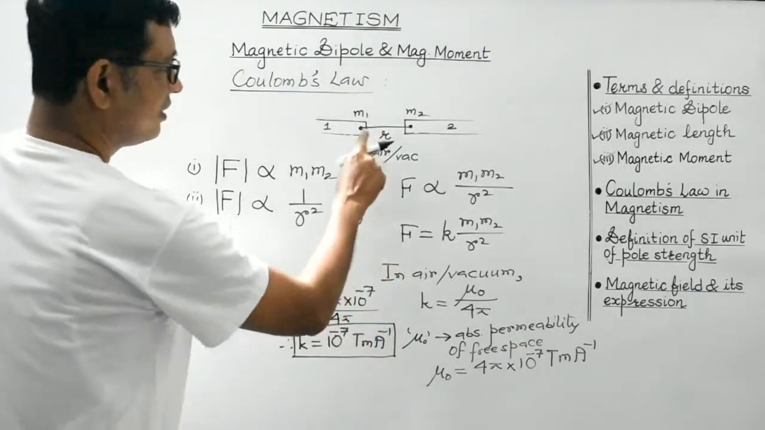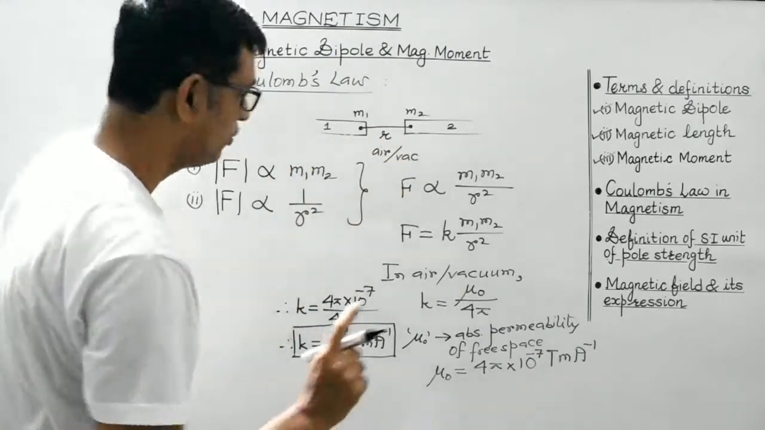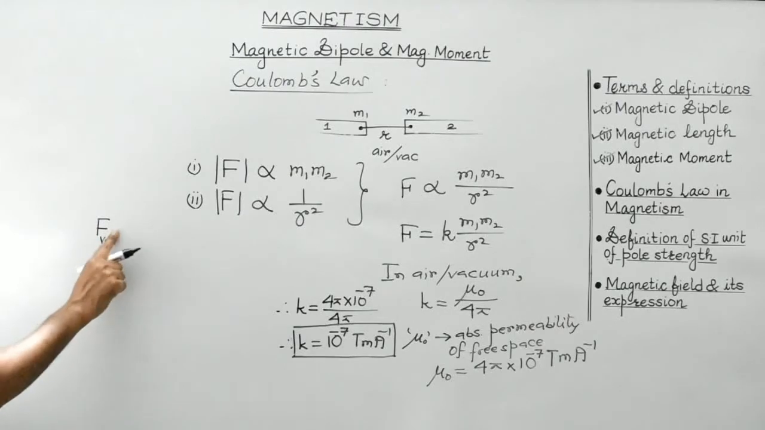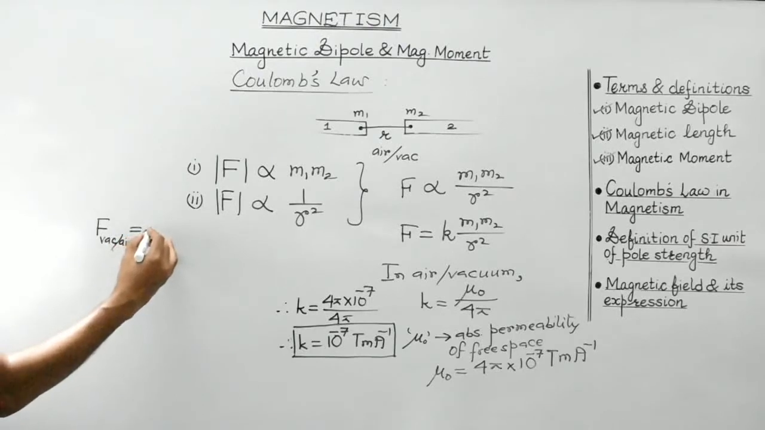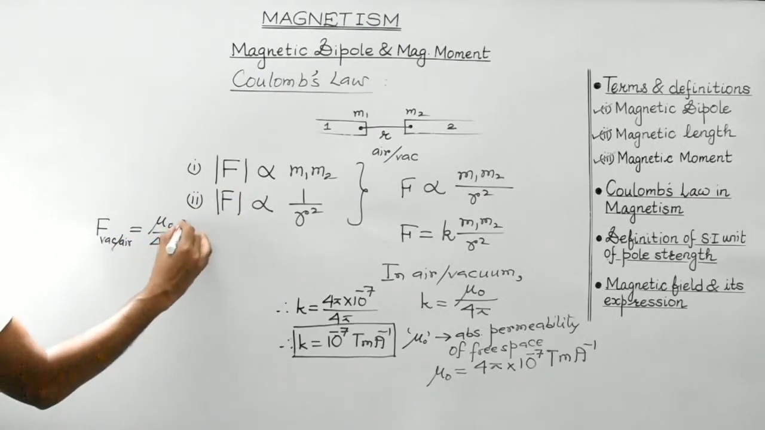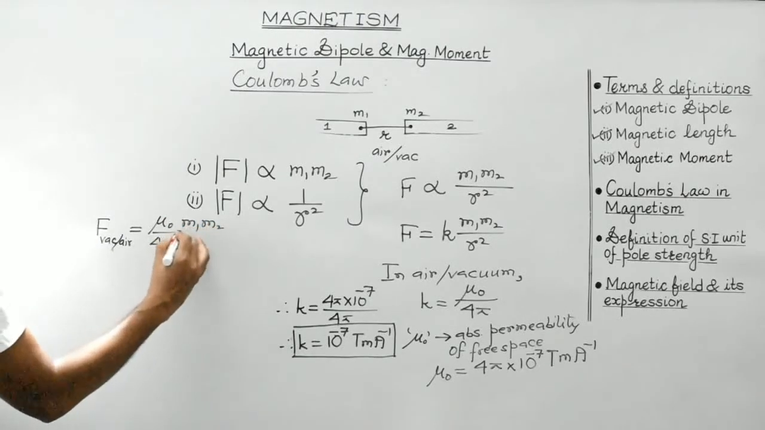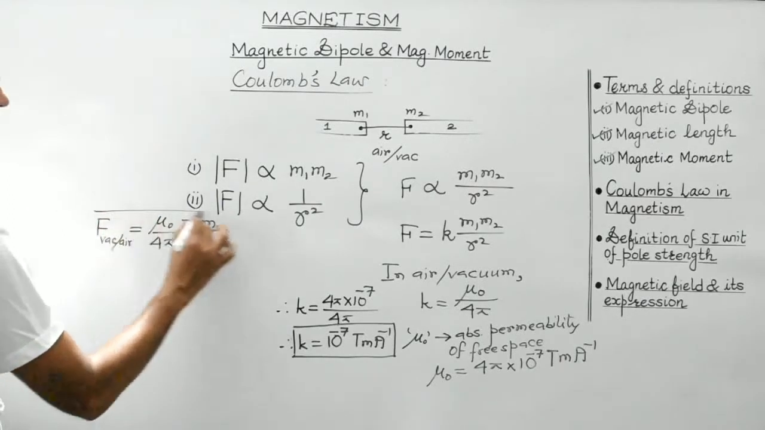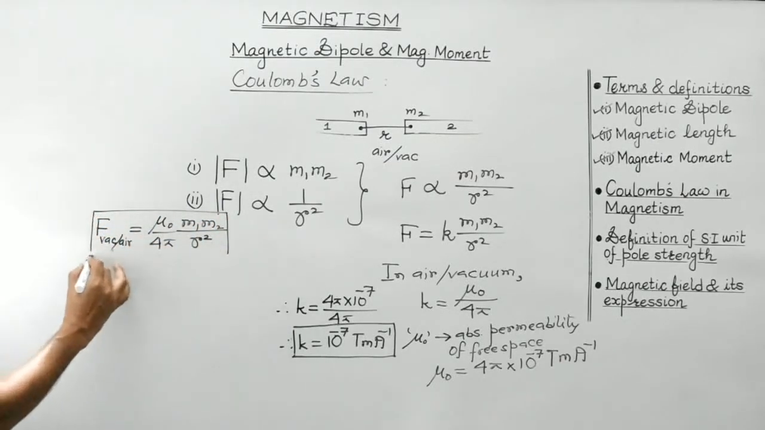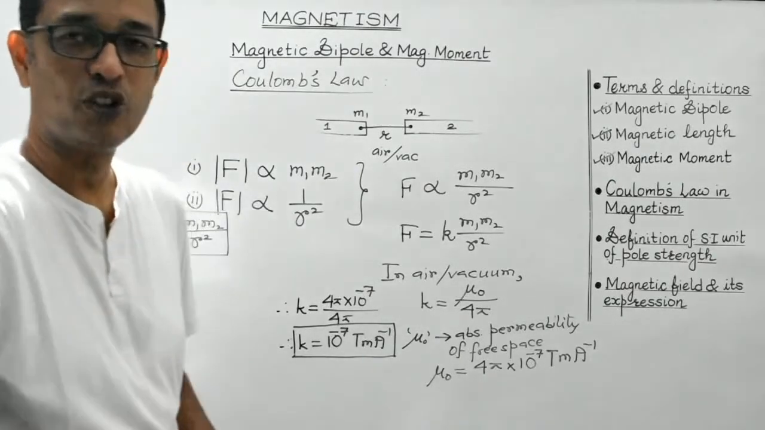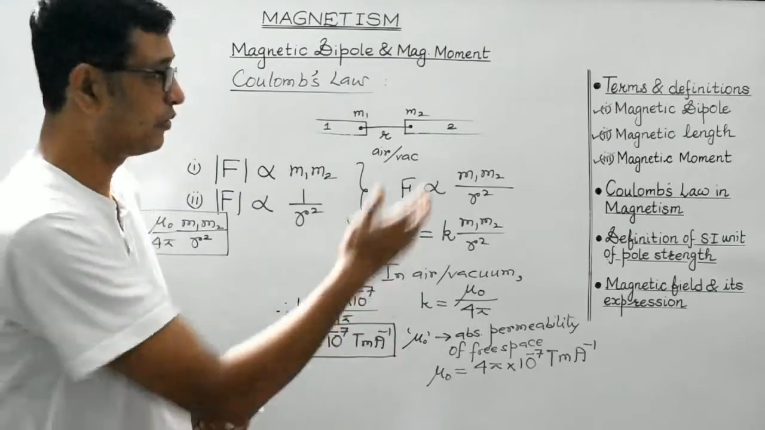So in case of air or vacuum, the mathematical expression would be F in air or vacuum equal to mu naught by 4 pi m1 m2, where m1 and m2 are the pole strengths of the two poles under consideration, divided by r square. R is the distance between the two poles. So this is the mathematical expression for the magnetic force existing between the two poles.